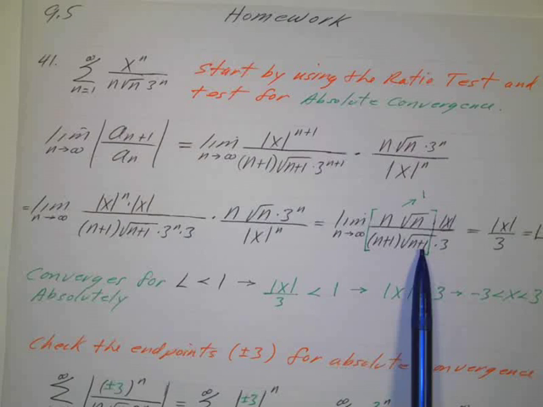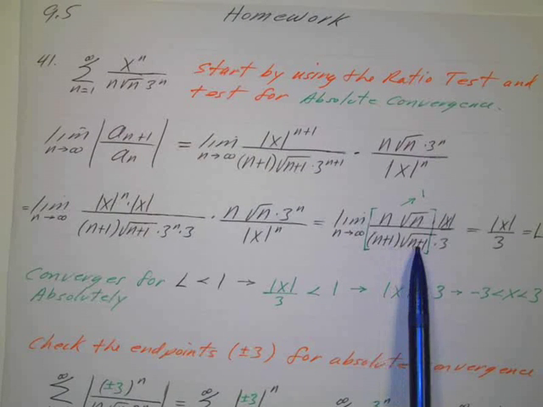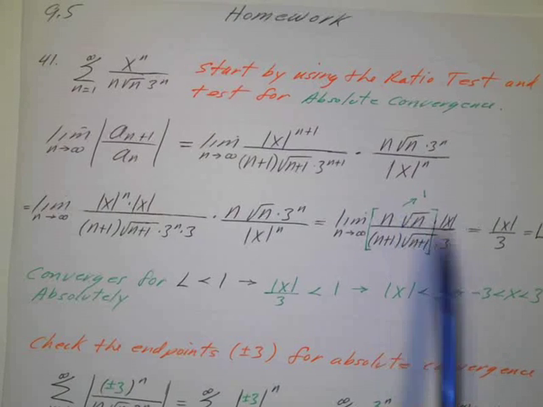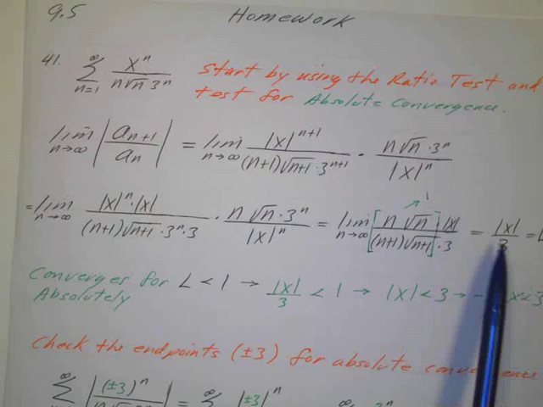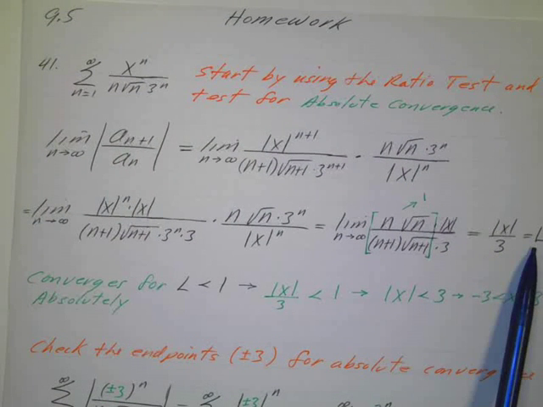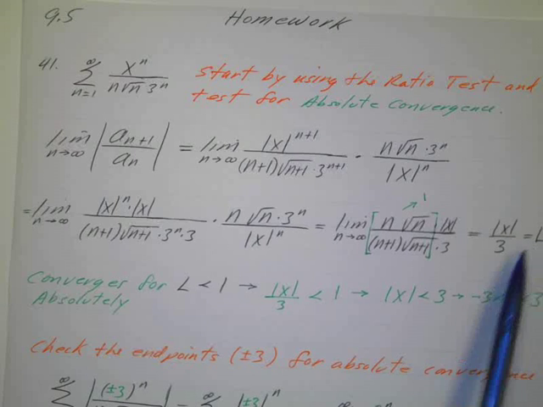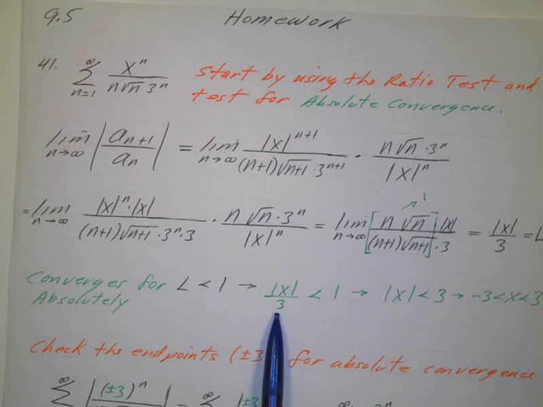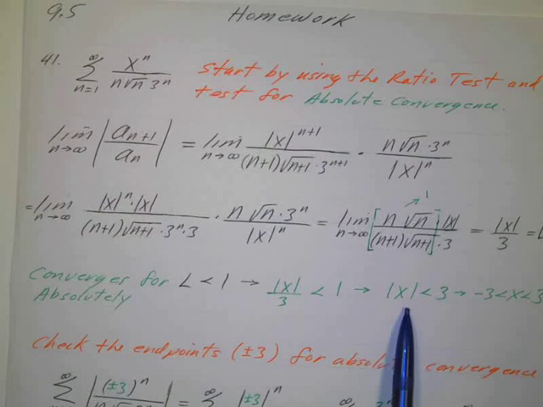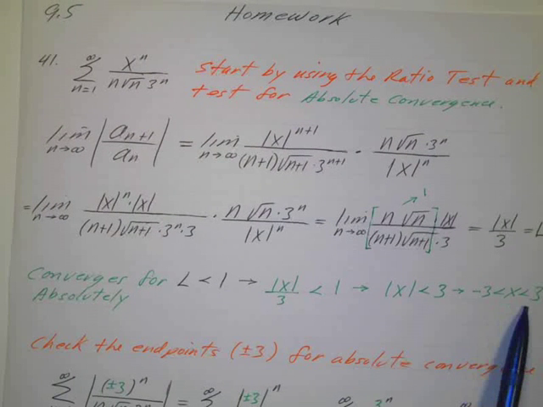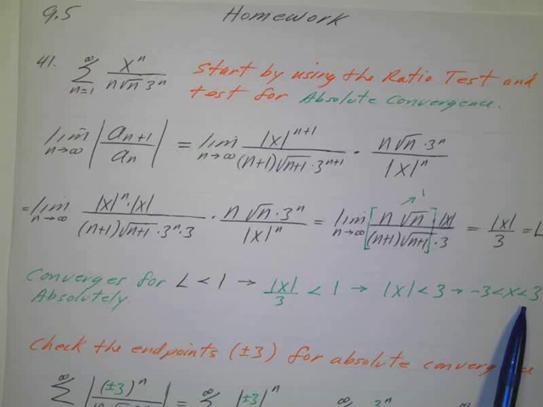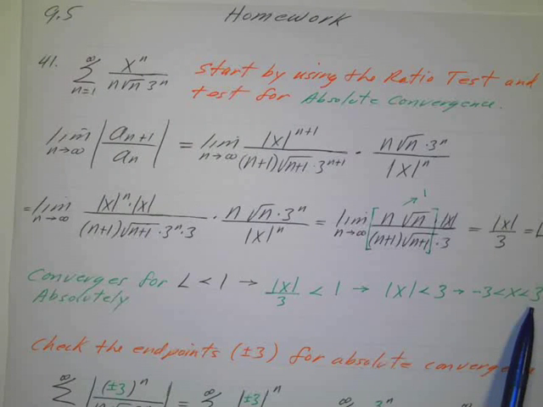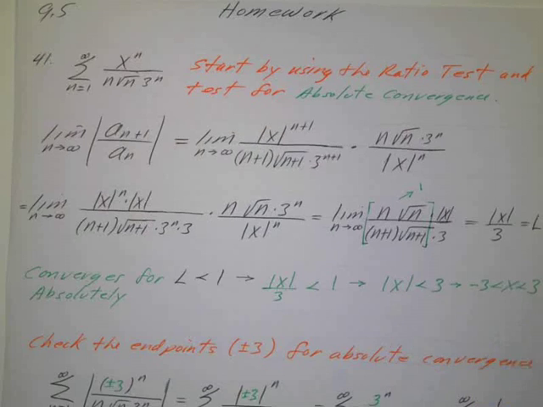Now if I take the limit of this as n approaches infinity, these 1's become insignificant, so it just says n over n, square root of n over square root of n, so this goes to 1, times the absolute value of x over 3, which equals L. And remember that converges absolutely for L less than 1, or the absolute value of x over 3 less than 1, or the absolute value of x is less than 3, or x is between negative 3 and positive 3. So that's an interval of convergence so far. We need to check the endpoints.